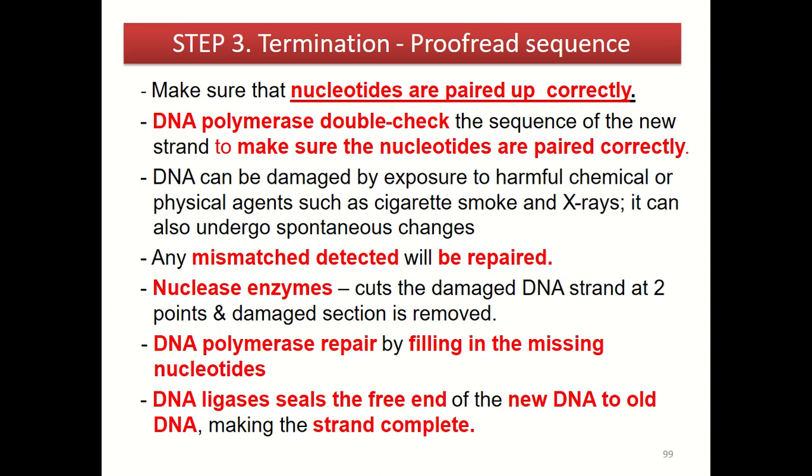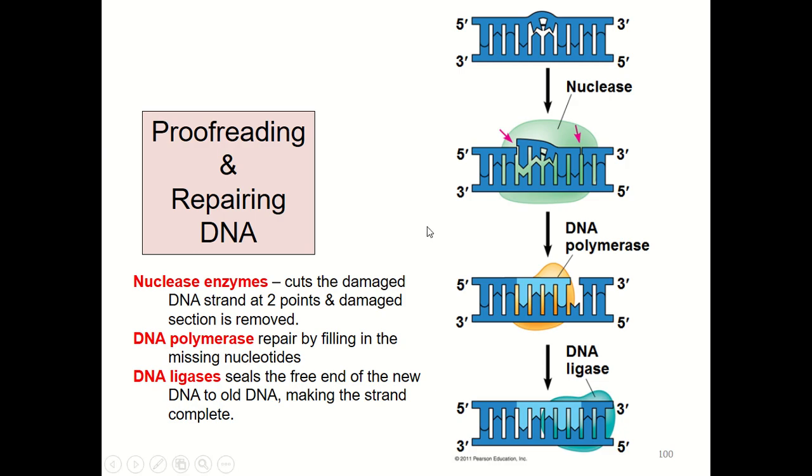Any mismatch that is detected will be repaired by the nuclease enzyme, which will cut the damaged DNA strand at two points, and the damaged section will be removed. Next, the DNA polymerase will repair by filling in the missing nucleotides removed by the nuclease enzyme. Next, of course, DNA ligase will come to seal the free end of the DNA, making the strand complete again. As you can see over here, there is something damaged. So what will happen? The nuclease enzyme will come and cut the damaged part, and then DNA polymerase III will add the nucleotide here to replace the damaged one, and then DNA ligase will join these two strands.